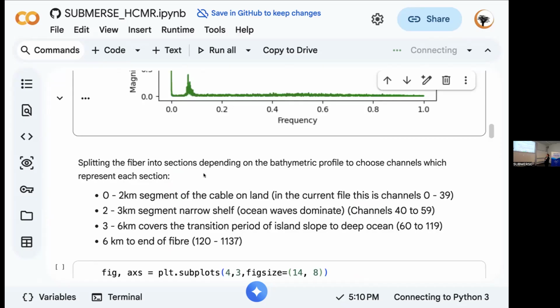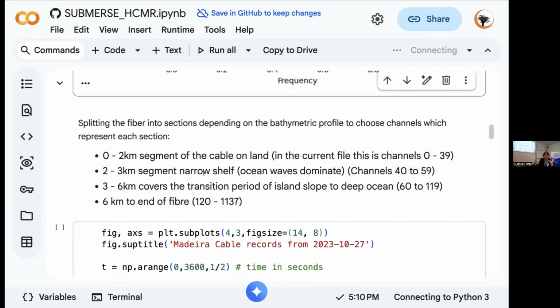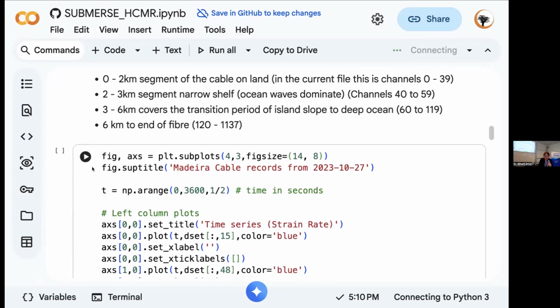Then we have the next segment, which is the narrow shelf, and this is where we have ocean waves dominating. Then we have a transition period going from shallow to a little bit deeper, and then we have very deep water where we probably have not much going on, but it's still good to do this for any kind of cable we have, because then we can see what to expect. Maybe if we see something, maybe we identify that something is wrong in what we did, or maybe we find something interesting.